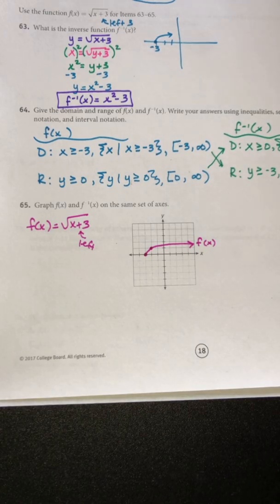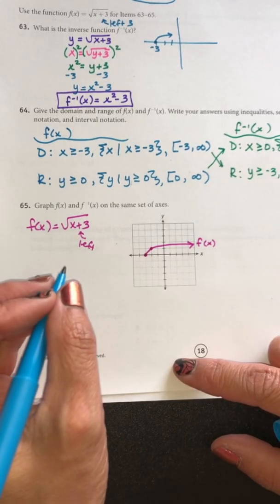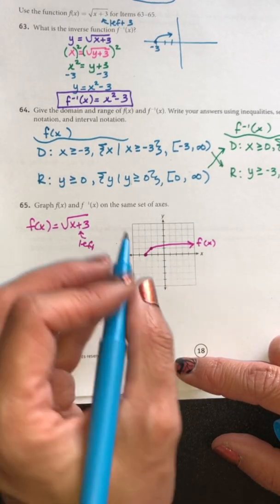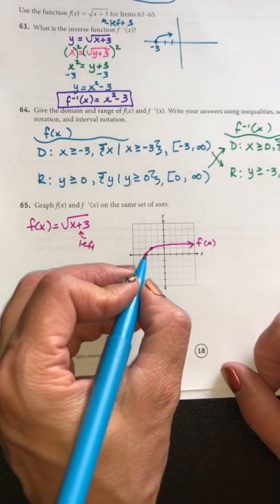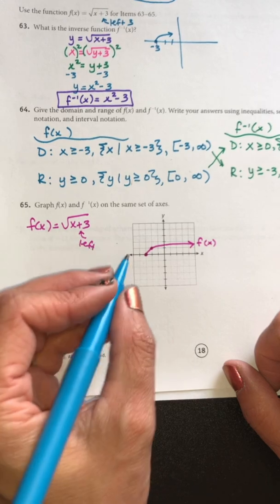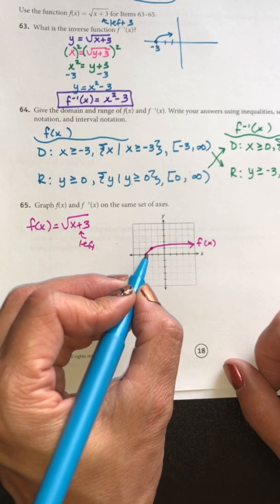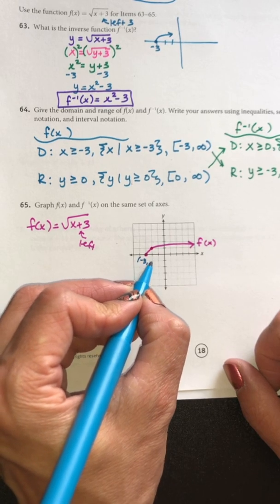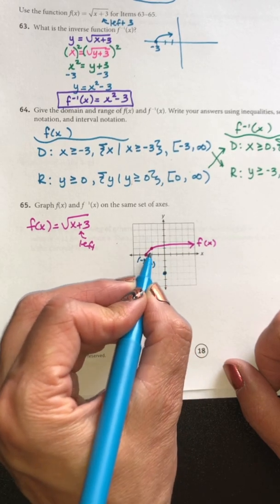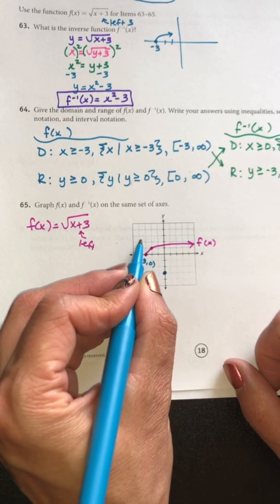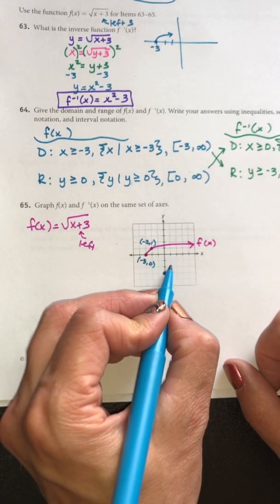For g of x, f inverse of x, we know that its inverse is a parabola, but it's only going to be half a parabola because only half is showing here. Okay, and we just have to Freaky Friday it. So let's see. If I have these 2 points, that is the point -3, 0. Freaky Friday the point -3, 0, and you get 0, -3. And then the second point right here is -2, 1. Freaky Friday it, and you get 1, -2.